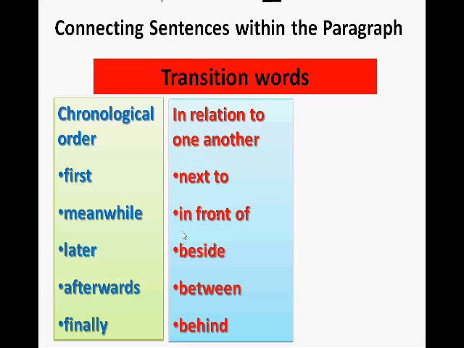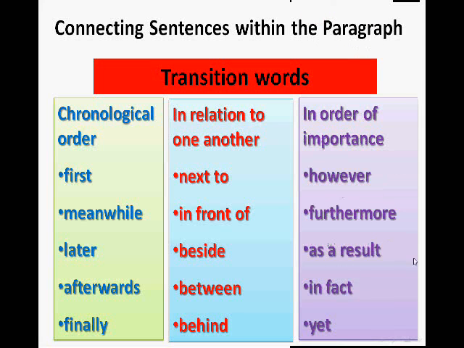Also, in relation to one another. So if I would like to connect the sentences or use the transition words in the sentence, they should be, as we said before, in relation to one another, like using next to, in front of, beside, between, behind, and so on. Okay.